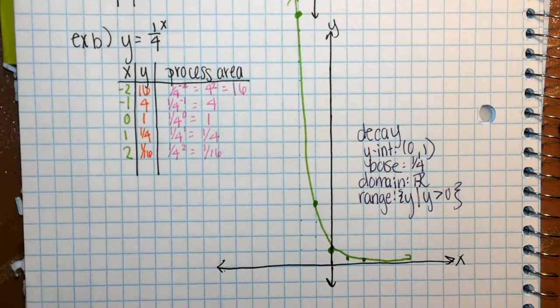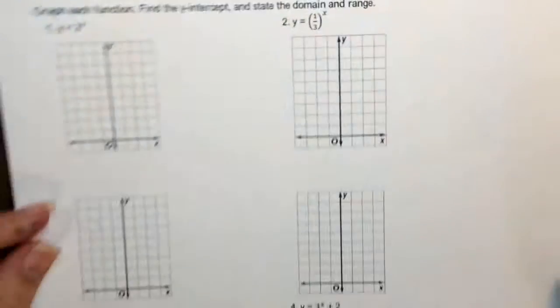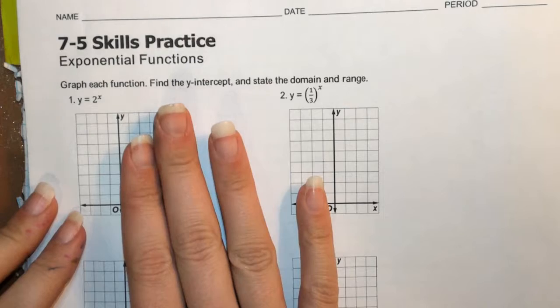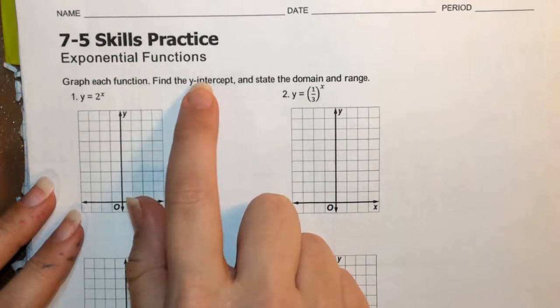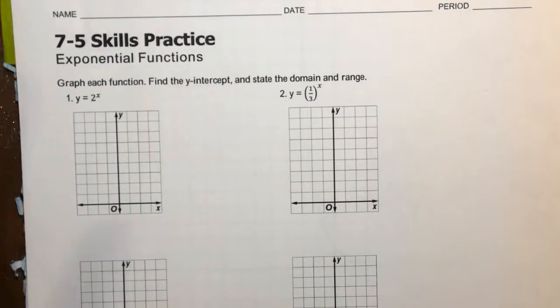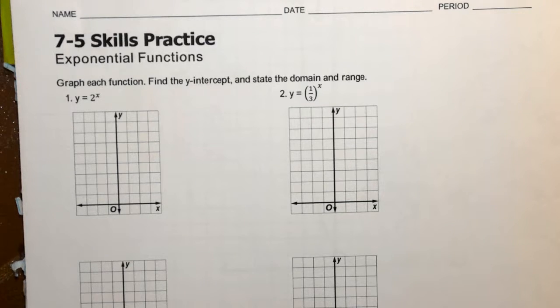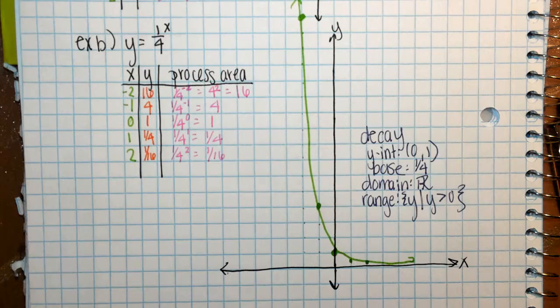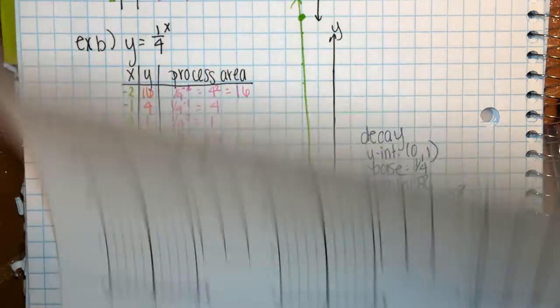Now pause it here if you need to so that you can see. Make sure you understand what's going on in the paper. Now, your first activity that you're going to do is this one that says 7-5 skills practice. You're going to graph each function, find the y-intercept, state the domain and range, which is what we just did. So if you need to watch the video again or use your notes, do it. You have 8 problems.